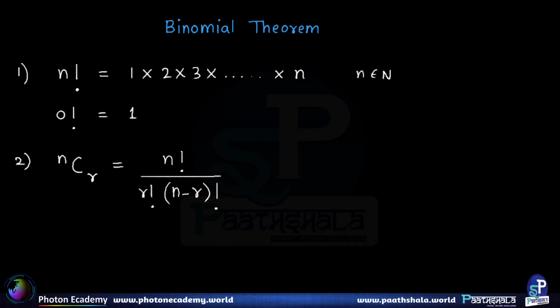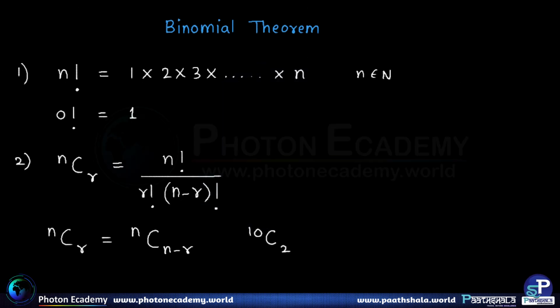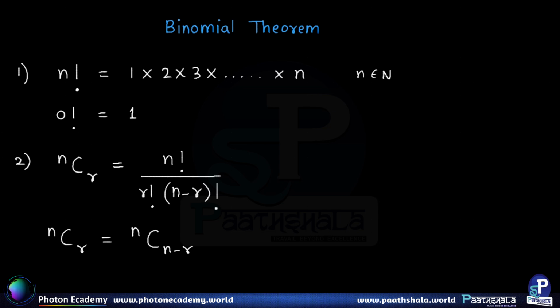And then we also use one important property of combinations, that is nCr is the same as nC(n minus r), simply because when we say 10C2, that means the number of ways of selecting 2 objects from 10 objects, and that is the same as the number of ways of rejecting the remaining 8 objects. So this is one simple application. We'll be seeing this particular property in binomial theorem also as we move ahead. Alright, let's go ahead.